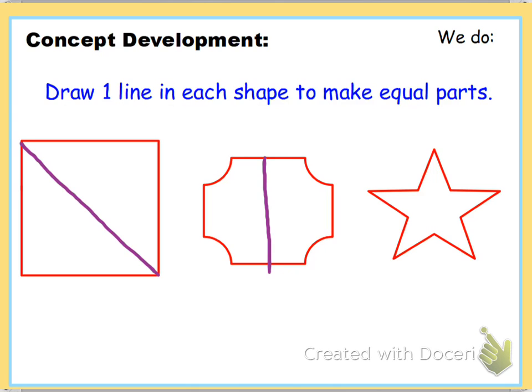Okay? Now one thing we can't do is for the star we cannot go side to side, because if you see, this first part right here is way bigger than this bottom part, so it just would not work. So we know we can go from top to bottom.